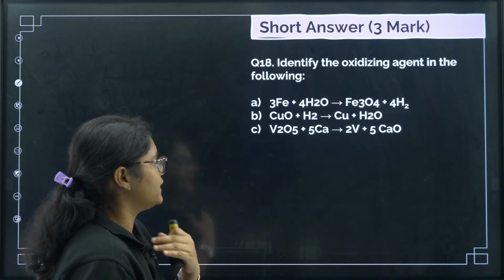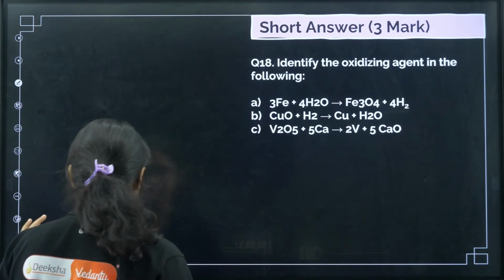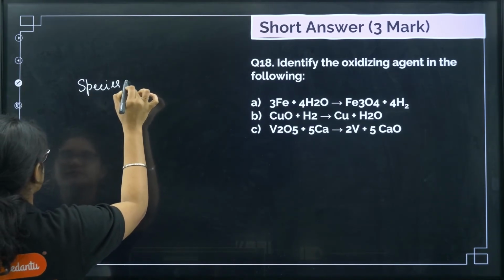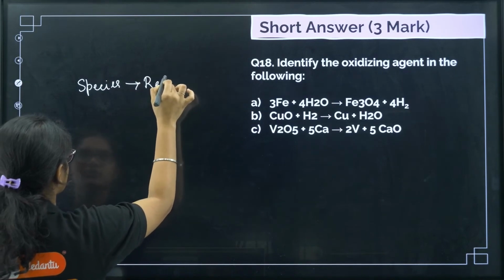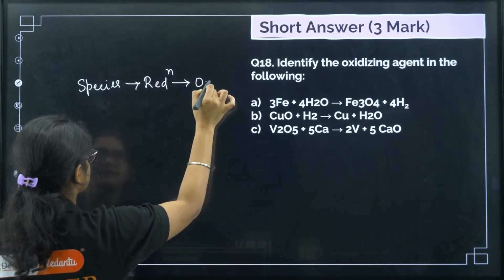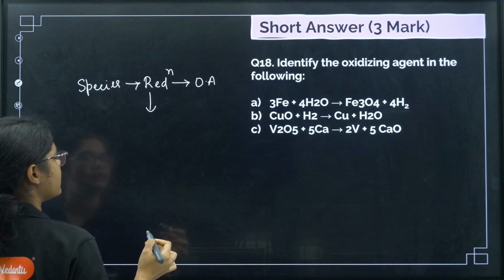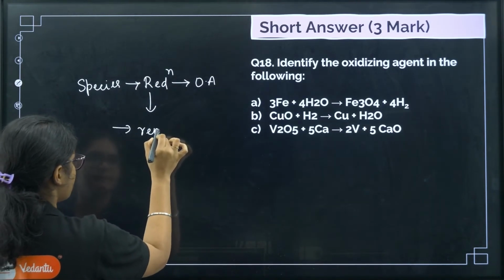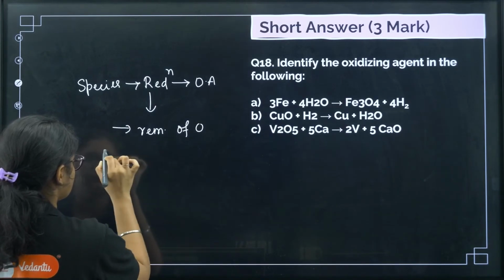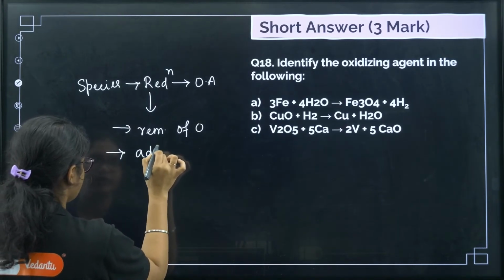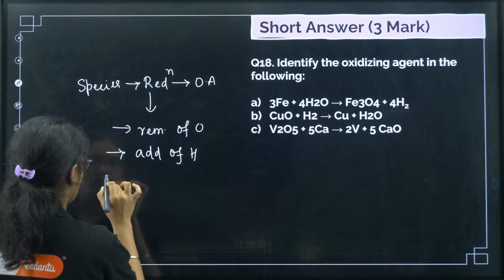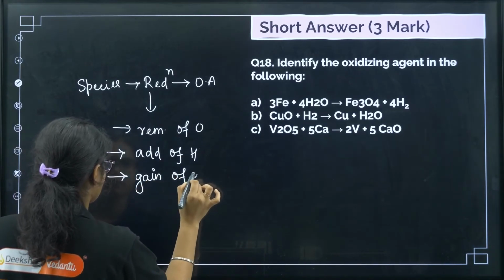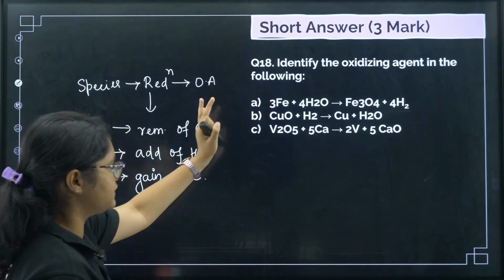Identify the oxidizing agent in the following. So remember, what is an oxidizing agent? The species which undergoes reduction behaves as an oxidizing agent. Now, what are the definitions of reduction? Reduction is removal of oxygen, or addition of hydrogen, or gain of electrons. These 3 definitions we need to check here.